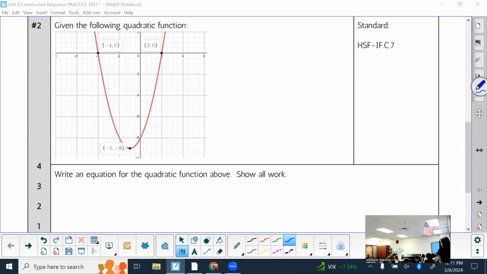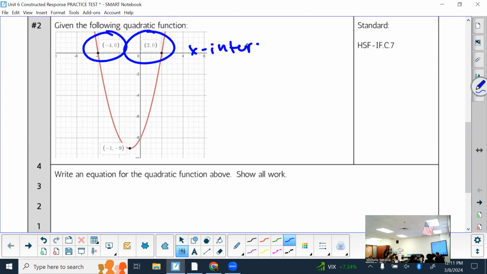So number 2 on the constructed response, you're asked to give the following quadratic function equation based on the graph. So look at all what the graph is giving you. What can you see very clearly on the graph? The x-intercepts. What form can you see the x-intercepts super clearly? So if I have the x-intercepts, then yes, factored form is probably the best way to go. Unless maybe those x-intercepts are decimals, then maybe not. But these are not decimals.